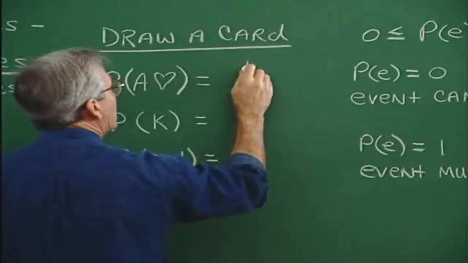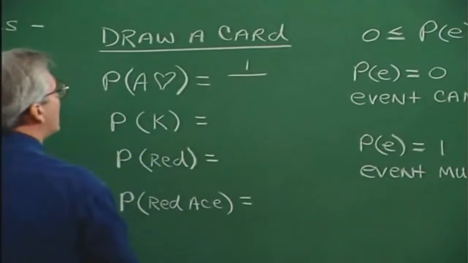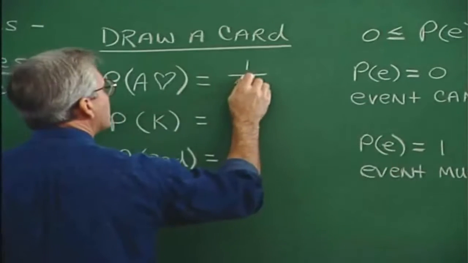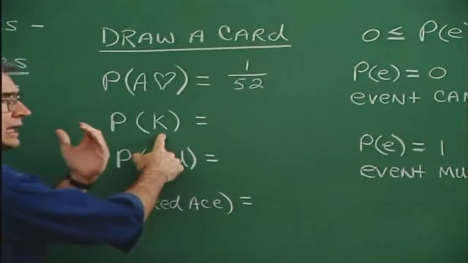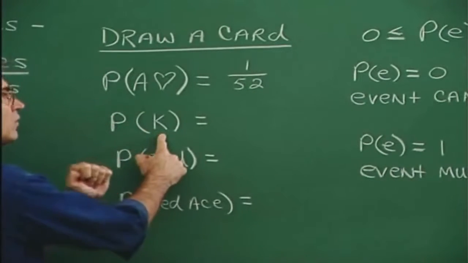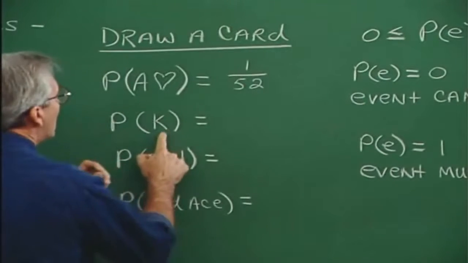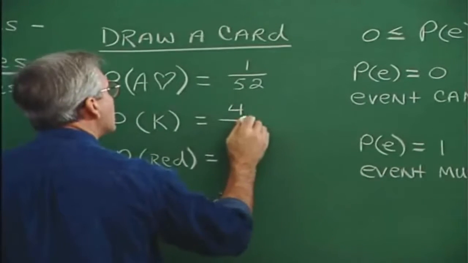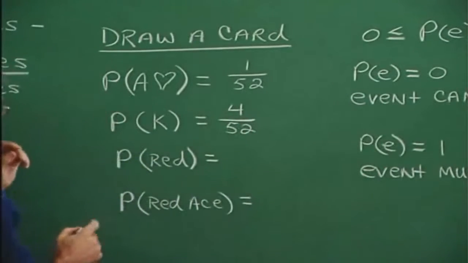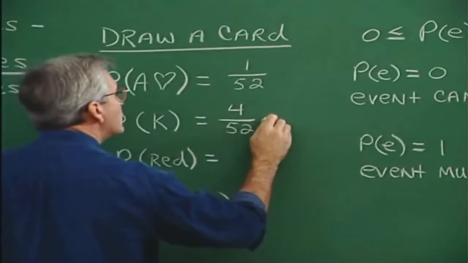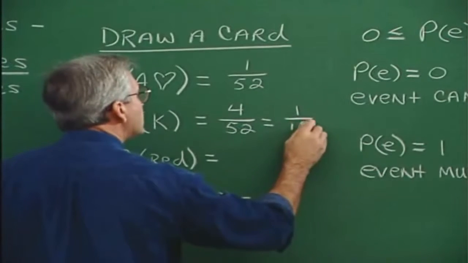So the favorable outcomes would be 1. The possible outcomes would be 52. There are 52 cards in the deck. Probability of a king. How many kings are there? Well, there are 4 of them, 1 in each of the 4 suits. So favorable outcomes 4, possible outcomes 52, and we would presumably reduce here to 1 in 13.